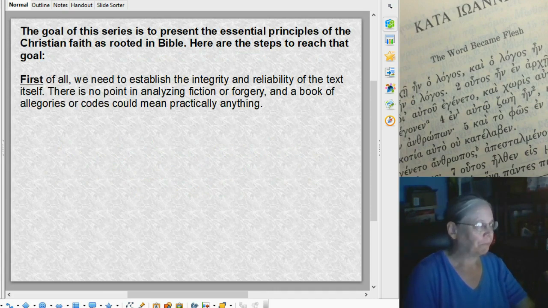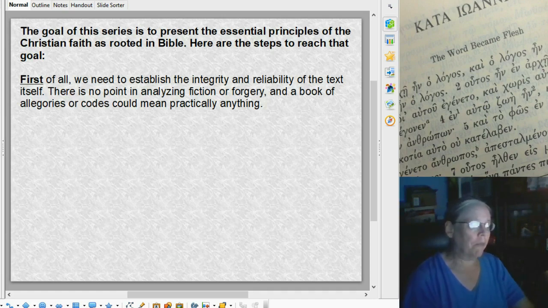All right, we're going to do these videos in order, hopefully from the very foundations as to the steps you can see here. First of all, we need to establish the integrity and reliability of the text itself. There's no point in analyzing fiction or forgery, and a book of allegories or codes could mean practically anything.